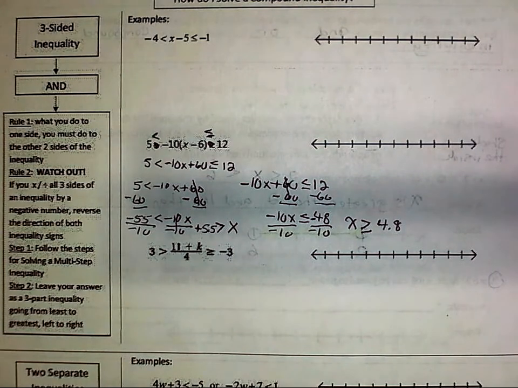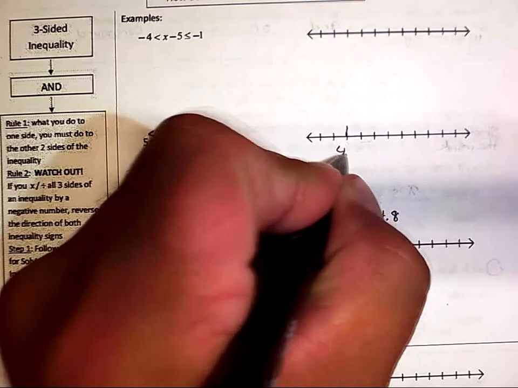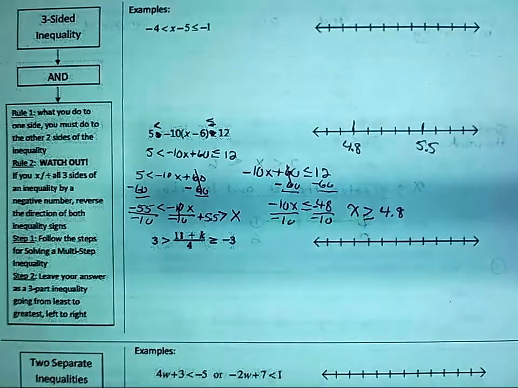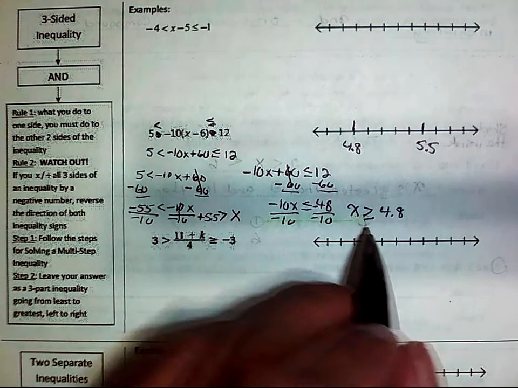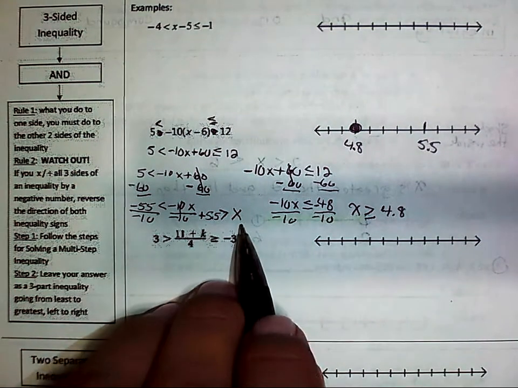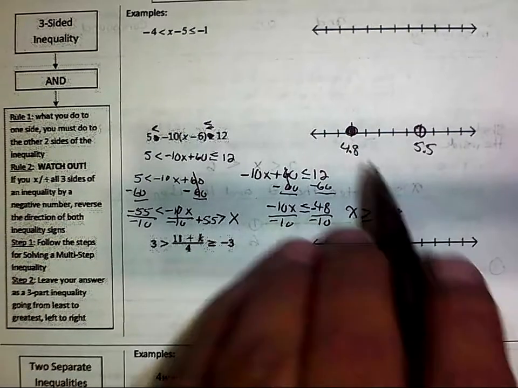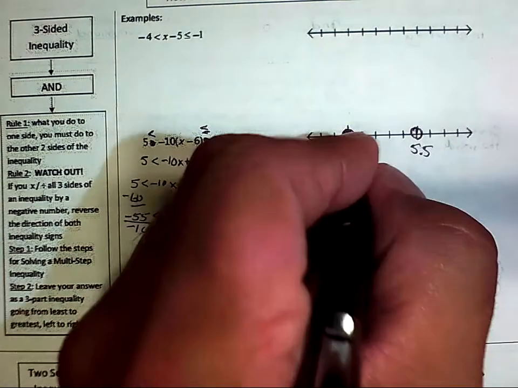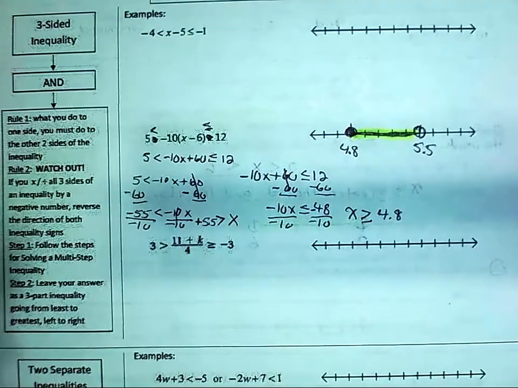Ready? All right, so look at what it's saying. I'm going to put it from least to greatest. So I'm going to put 4.8 here, more or less, and I'm going to put 5.5 over here on this side. Don't worry about the spaces. What does it say? It says x is greater than or equal to, so I'm going to put a solid circle. And on this side it says x is less than 5.5, but it's an open circle. Greater is this way, and less than 5.5 is going this way. So we're going to shade the middle.